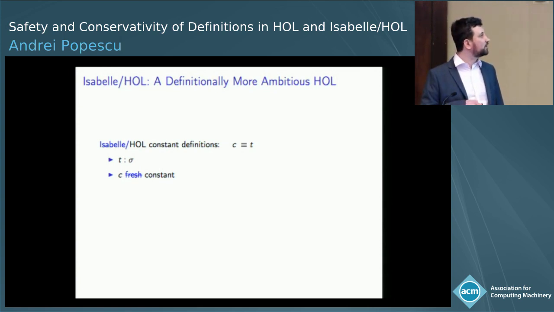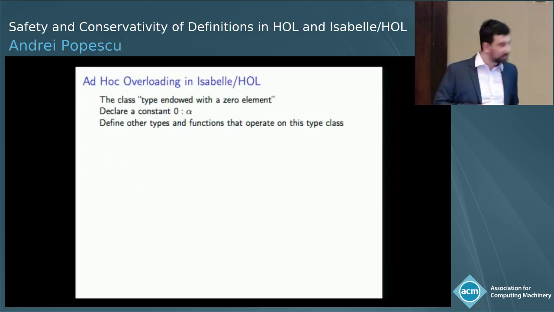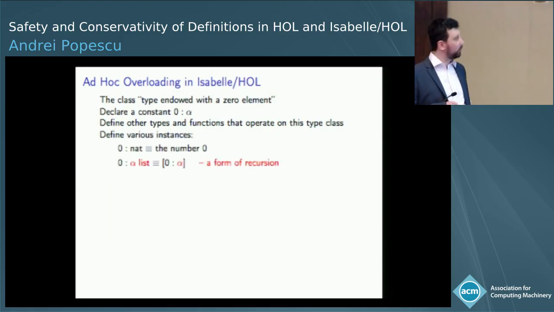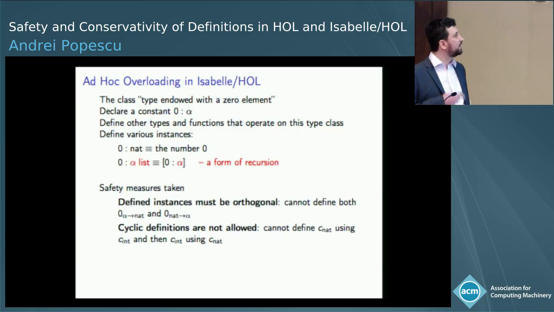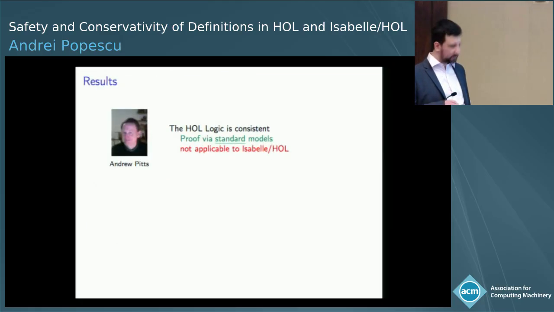The constants introduced are not required to be fresh, but you can define instances of those constants. And this enables a very nice feature, verified Haskell-style type classes. Okay, so this was a very quick introduction. We have a form of recursion because the overloading can be recursive. And there are some measures that have been taken but have not been proven correct. And actually some problems have been discovered.